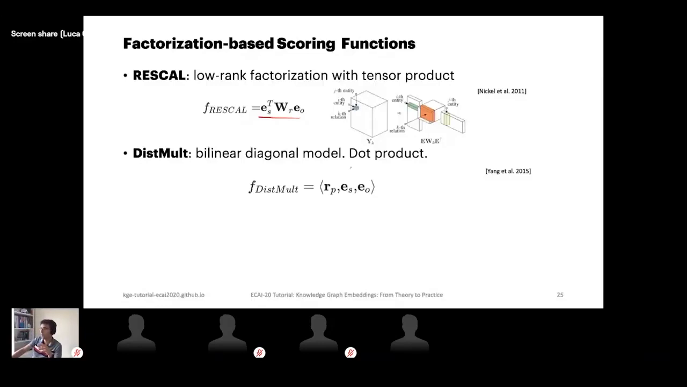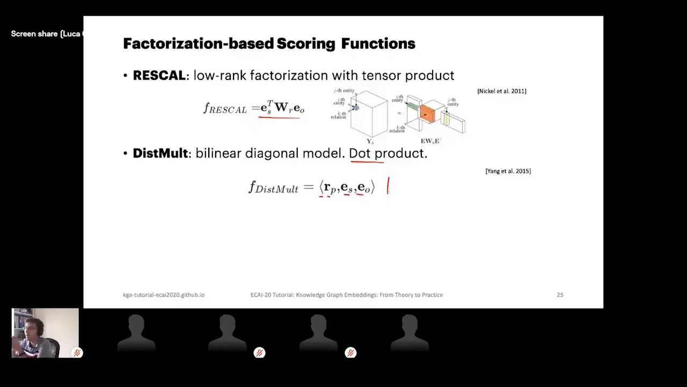It's based on a factorization approach, and it decomposes the problem using a dot product, right? A three-way dot product between relation embeddings, embeddings of subjects, and embeddings of objects, right? This proved to be a quite neat idea and quite effective, but the problem with this model is that this dot product is symmetric, and therefore this model doesn't really capture asymmetric relations very well, right?